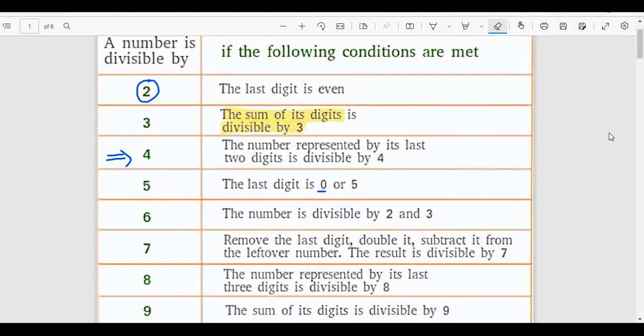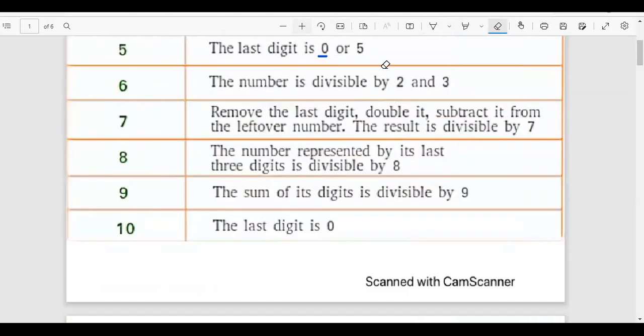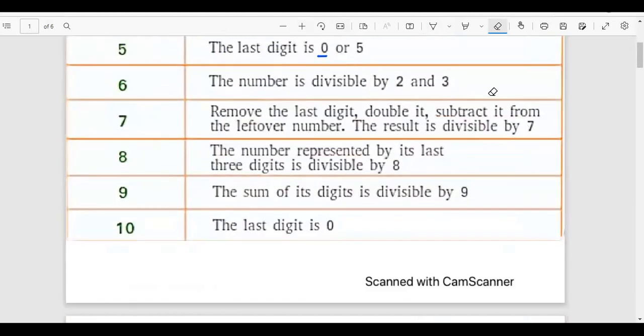Let's talk about 6. Okay, this is important. I've seen students know all the divisibility tests and they forget about 6. The number is divisible by 2 and 3. Okay, a number is divisible by 6 if that number is divisible by 2 and 3.